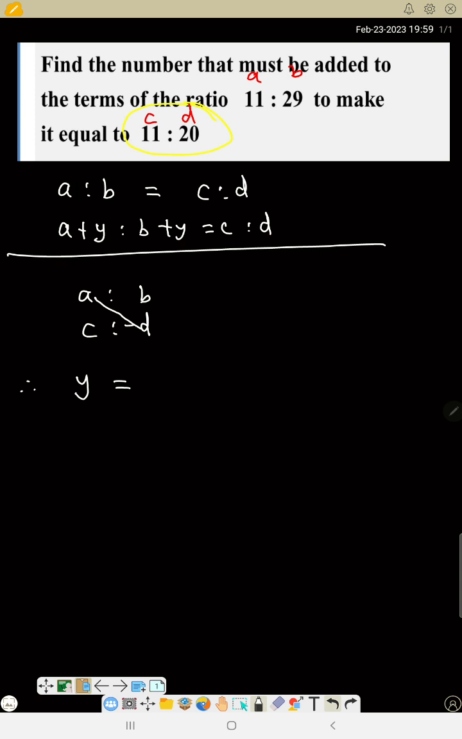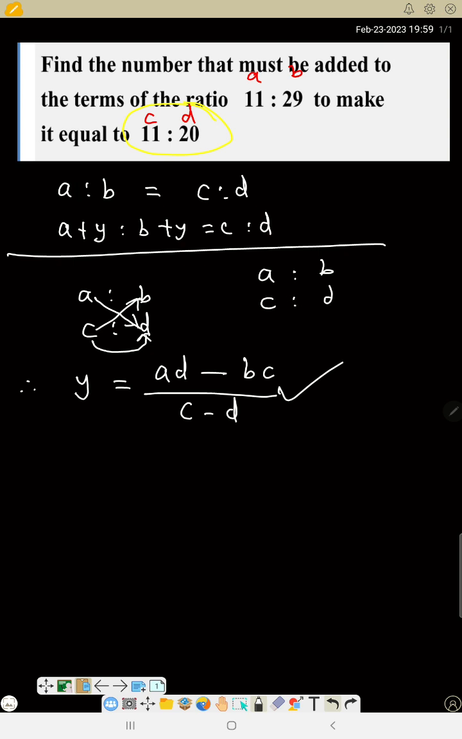So A will go to D, B will go to C. See the pattern again. So A will go to D, that is AD. You now say minus, then B is going to C, that is BC, divided by this one minus this one, C minus D. So this will be a general formula. If you don't cram the formula, just see the pattern. A ratio B will change to C ratio D. Just say the number here times the number here, then over the number here minus the number there, that is C minus D.